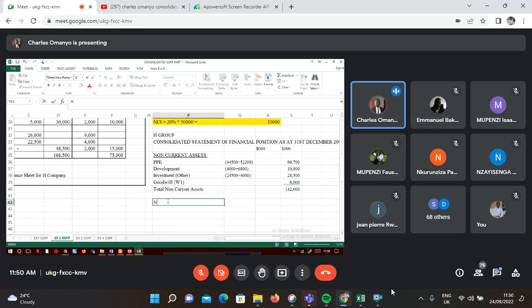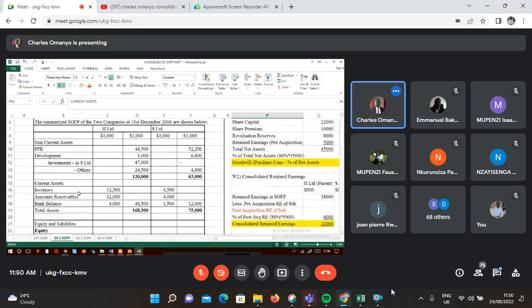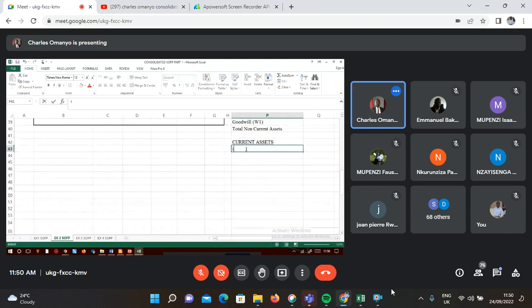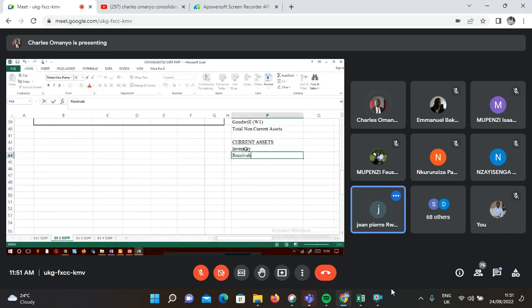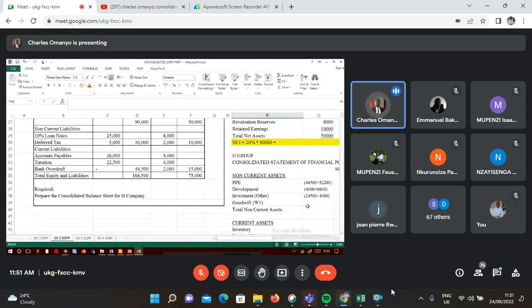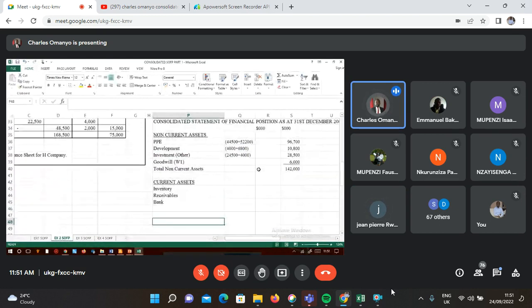And then we go to current assets. So we find our current assets. Current assets, you consolidate as if you own everything unless there were adjustments. Inventory, receivables, and bank.